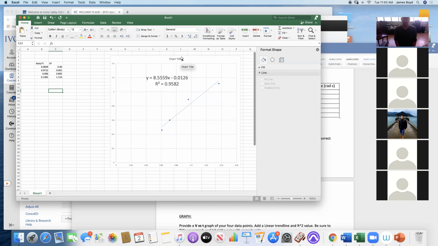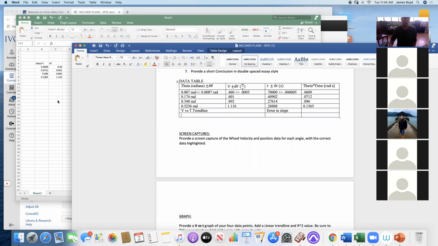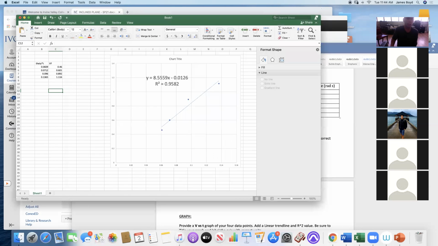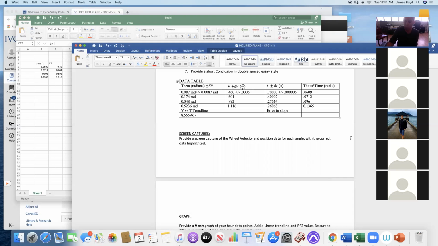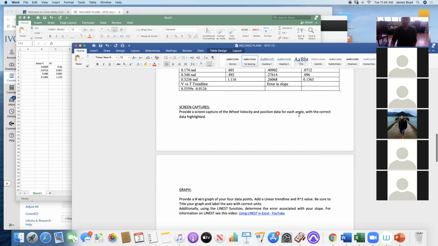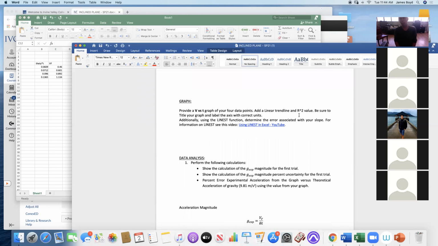We have one more thing to do that we haven't done yet. So we have our trendline, and I can write 8.5559 times x minus, my intercept is 0.0126, which is pretty good. But the error in the slope, how do we get the error in the slope? Well, Excel has a nice, fun way to do that.